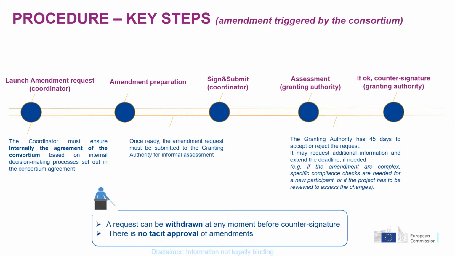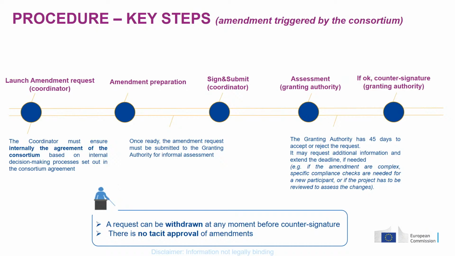The coordinator will make all the preparations for the amendments in the funding portal, and then we insist that before pushing the button and signing and submitting the amendment request, at the stage before this, it has to submit the draft amendment to the granting authority for an informal assessment. Then the granting authority will just consider if the request is correct, and then provide the feedback to the coordinator.